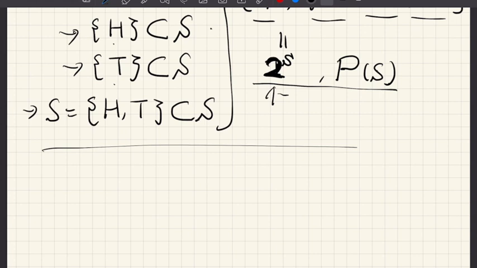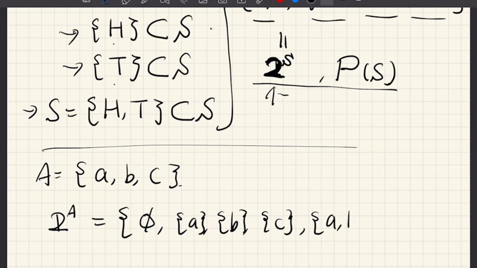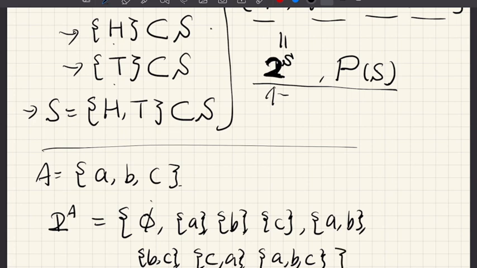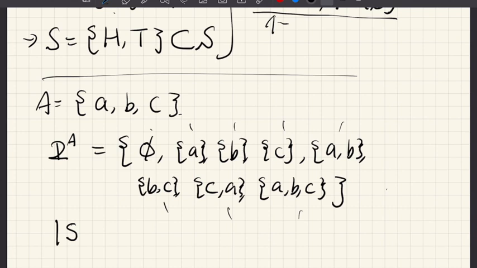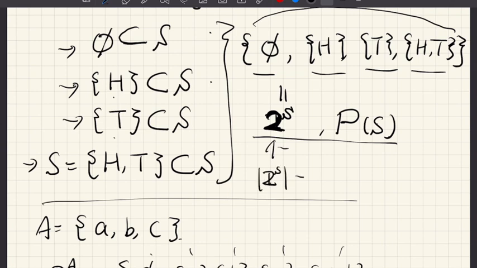If we try a power set of, for example, let's say A is {a, b, c}, 3 elements, the power set of A is the empty set, {a}, {b}, {c}, {a, b}, {b, c}, {c, a}, and {a, b, c}. Anything else? No. So there are 1, 2, 3, 4, 5, 6, 7, 8 elements. So the cardinality of this power set is 8. The cardinality of the previous power set was 4.